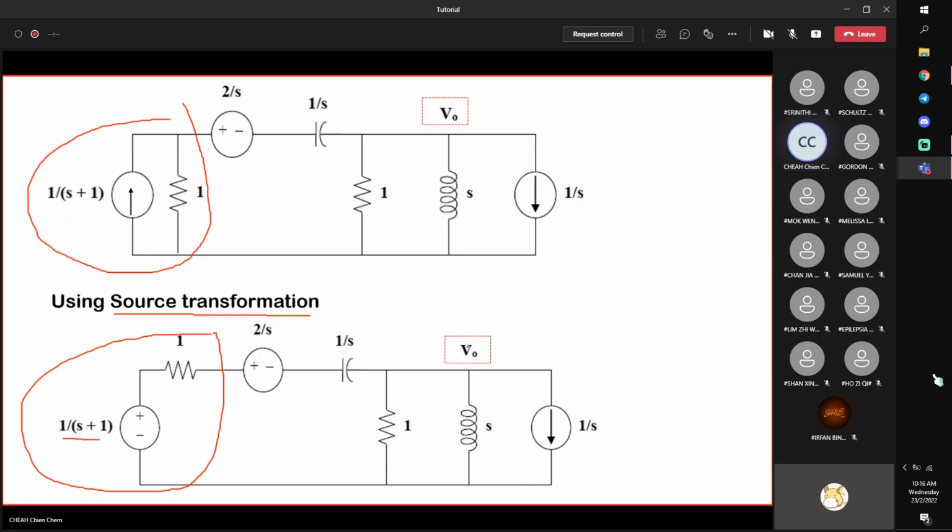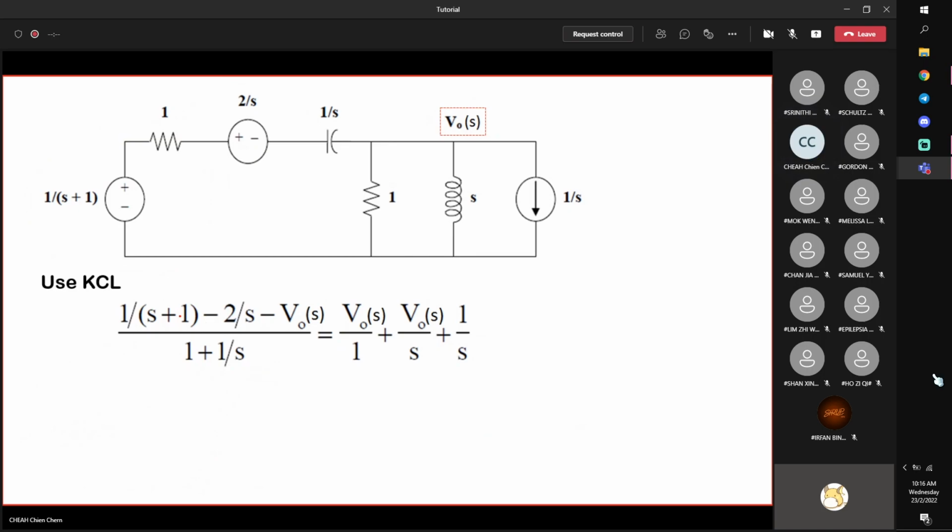There's only one unknown. This source, you can actually swap it over here and then combine them, if you want. If not, you can also analyze it directly. Then you can write down these equations. Firstly, you combine these two and you get this one. This one increases, this one decreases, so increase minus this, and then minus V0. V0 is here. And divided by the total impedance, 1 plus 1 over S. Or imagine you have two resistors, R1 and R2, you add them: R1 plus R2, Z1 plus Z2.